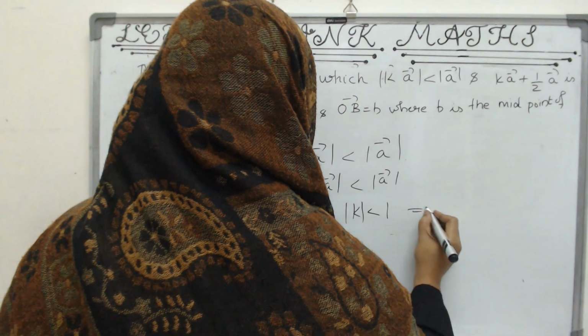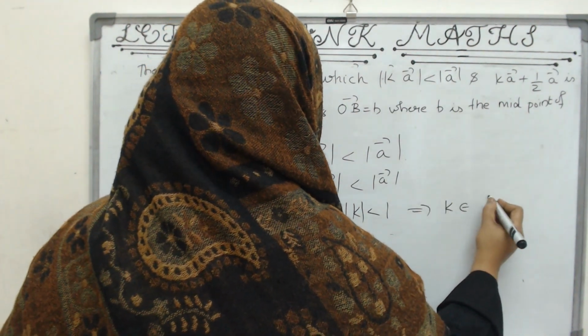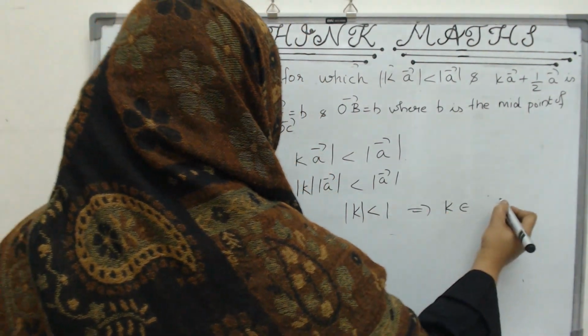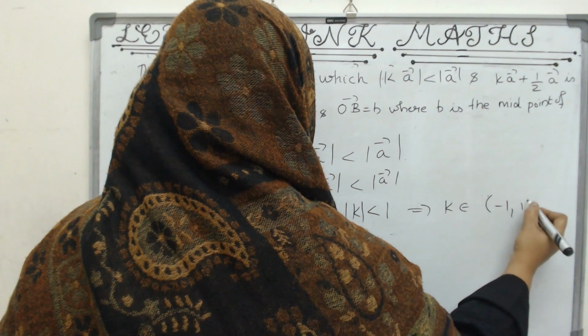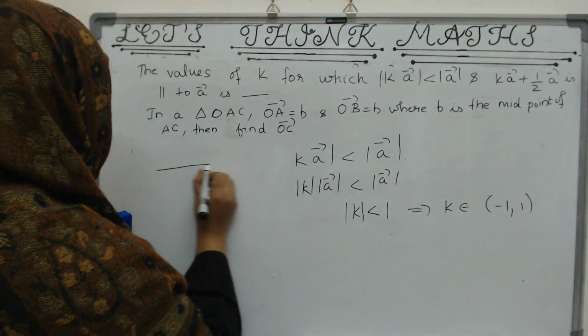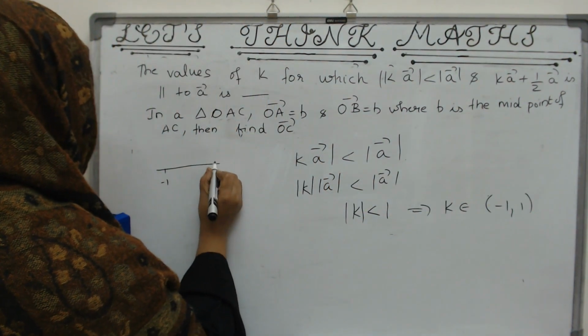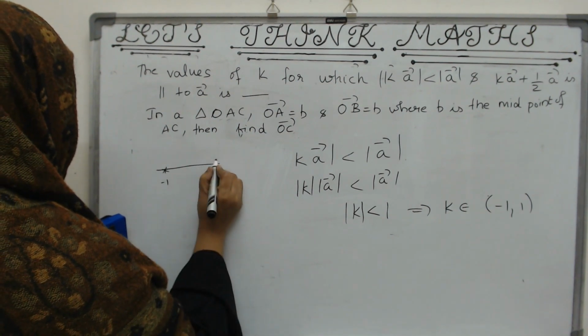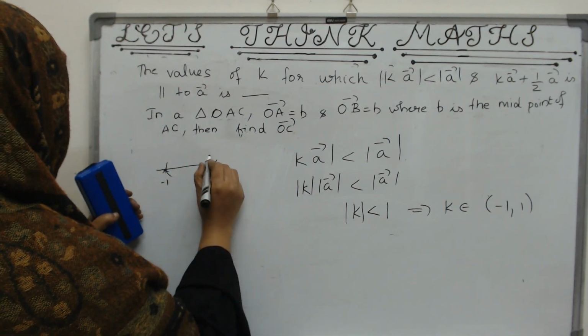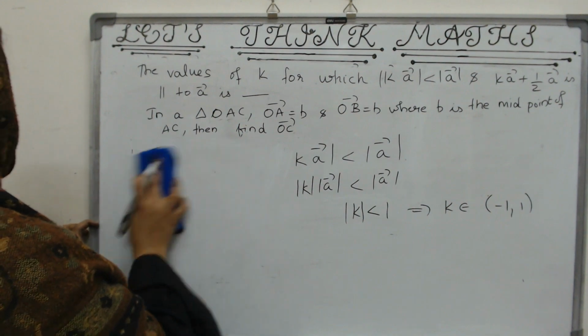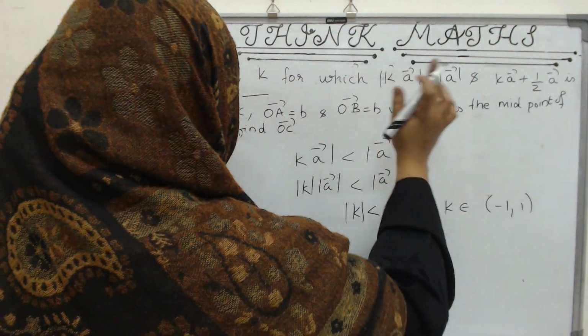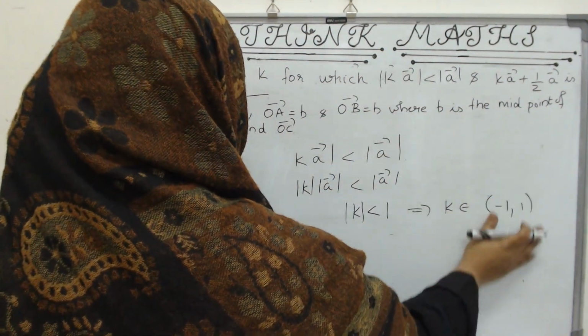So what does this mean? This means k lies in, this is a strict inequality. That means minus 1 and 1 are not included. It is just the values between minus 1 and 1. The end points are not included, just all the other points between them. So from your first inequality, you get that k lies in this interval.